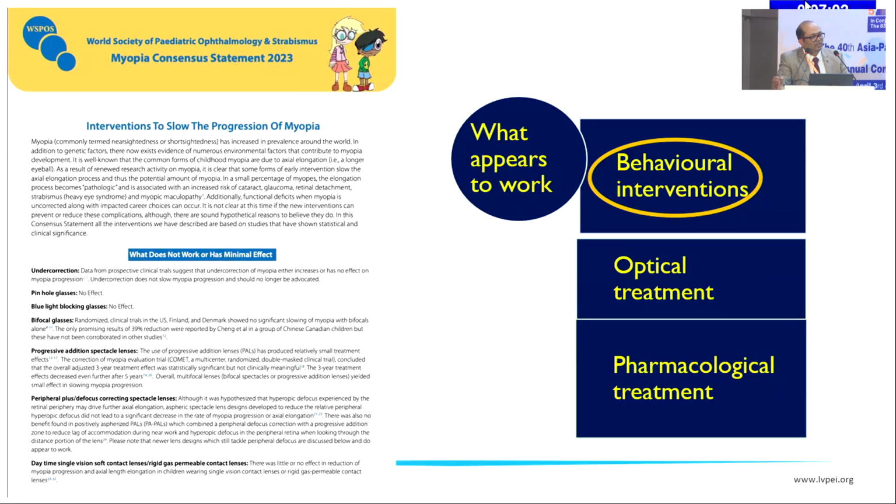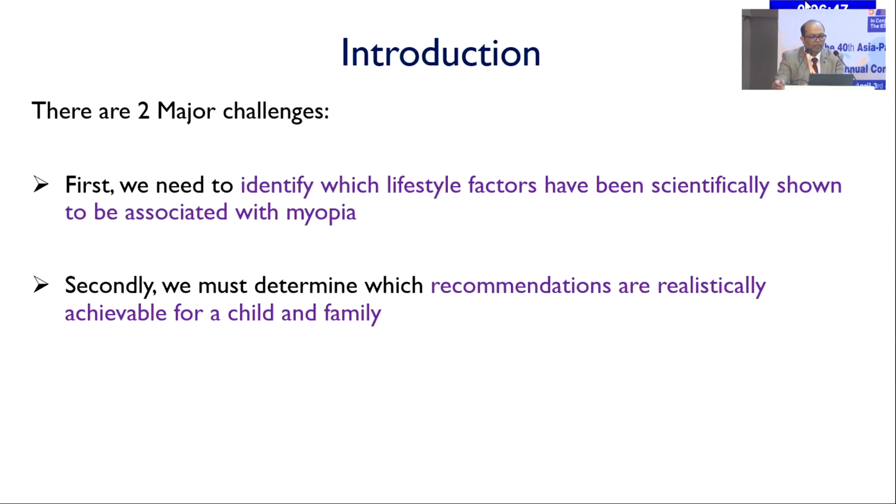So we have a WSPS consensus statement that is very much in place: what does not work or is less effective versus what appears to work. And I am going to focus on these three things. The first is behavioral intervention. Already, these are the two major challenges as a care provider. Identify which lifestyle factor has been scientifically shown to be associated with myopia. It's not just a group of people saying, okay, this is a risk factor, let's adopt it and advise our patients and parents. Secondly, the recommendations should be realistically achievable for the child and the family.